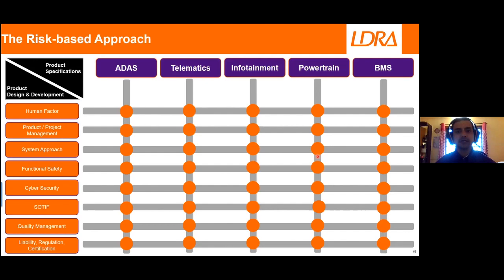When we look at the risk-based approach, it spans the different systems and subsystems within a vehicle. And there are different factors, like product specifications. I can give examples such as ETAS, infotainment, powertrain, BMS, everything. Then what kind of product design? There will always be a human factor, and a product and project management system approach for how it needs to be done. What kind of functional safety is really necessary for all these systems?